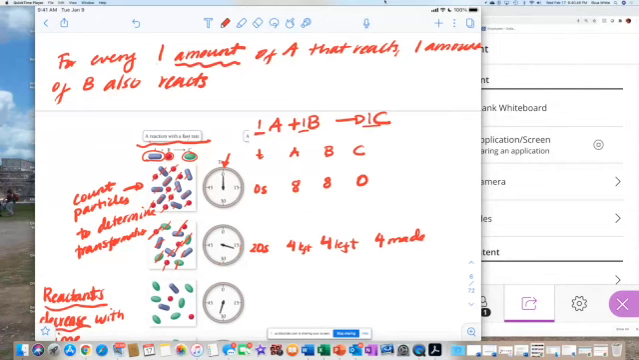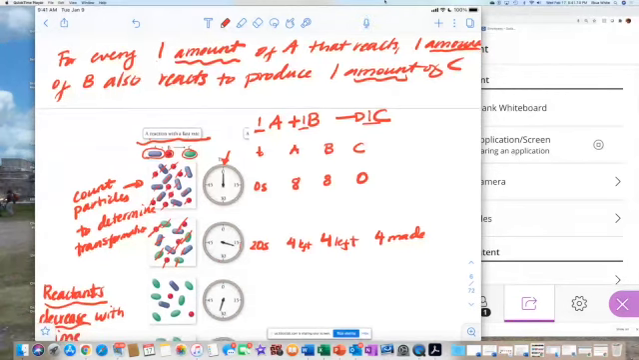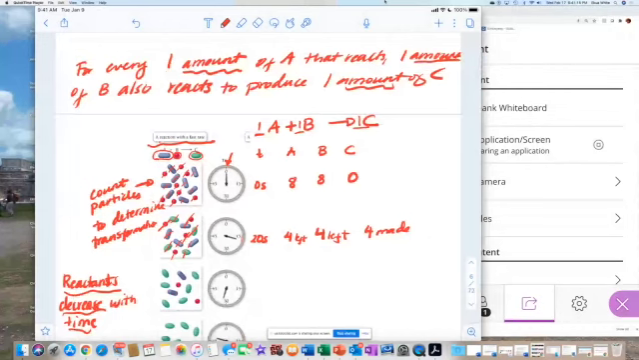So you want to make sure you go through the stoichiometry because that matters, right? The stoichiometry here is communicating that for every one amount, whatever that is, of A that reacts, one amount of B also reacts to produce one amount of C. I left the unit part general because they didn't specify it. I'm not about to specify it myself. Now the amount can be molar amount, it can be moles, it can be grams, it can be whatever.